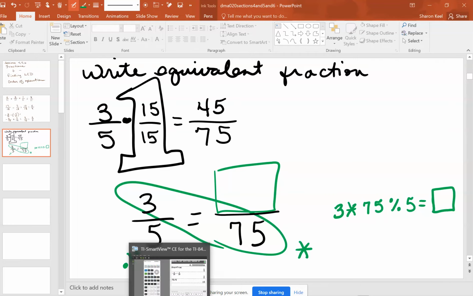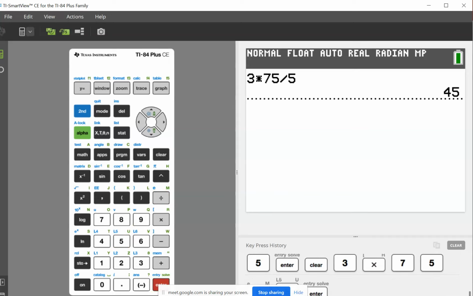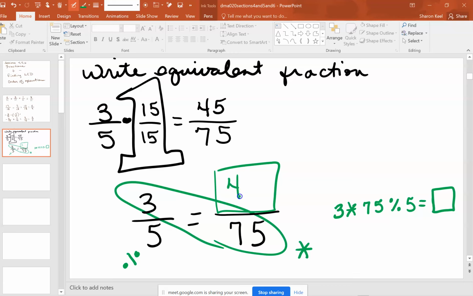And you can type it all in at one time. 3 times 75 divided by 5, and that gives us 45. That's the way I recommend making your equivalent fractions.